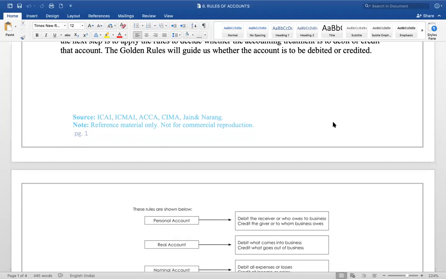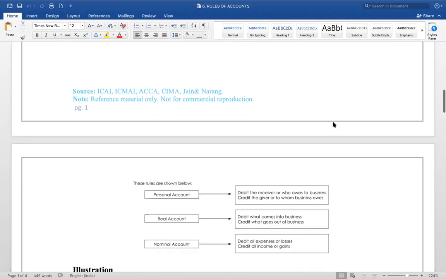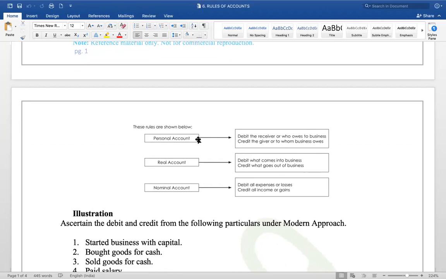The British approach provides us 3 golden rules. There are 3 types of accounts. That is the categorization of the British accounting system, and we generally follow this British format. Number one, personal account. Number two, real account. And 3, nominal account. Now, the rule for personal account.